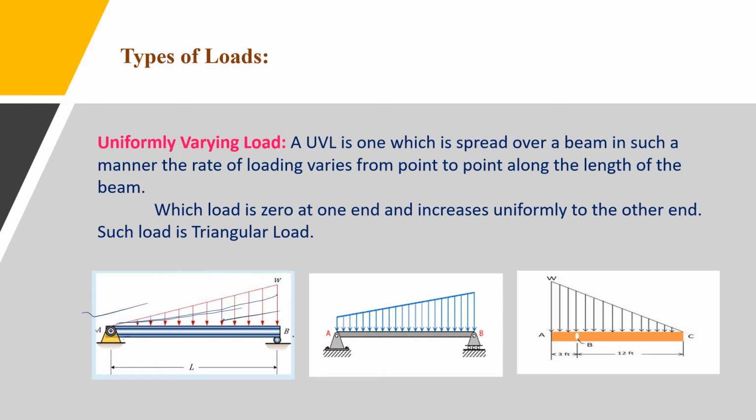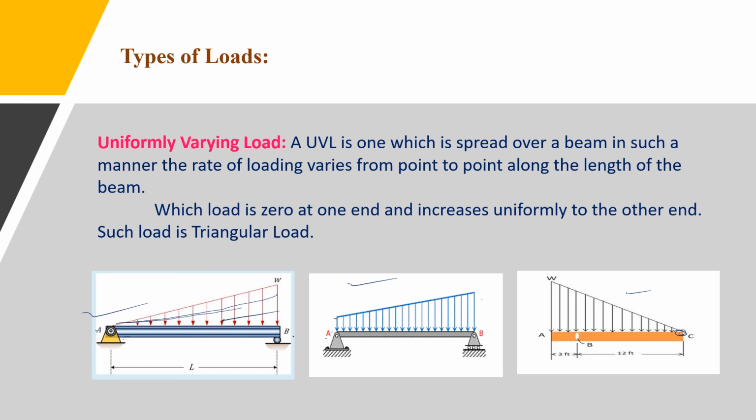In the second figure you can see that at point A some load is there and at point B the maximum load is there. From point A to point B the load increases gradually and uniformly. And coming to the third figure, at point A the load is maximum and at point C the load is 0, meaning the load increases uniformly from this point up to point A.